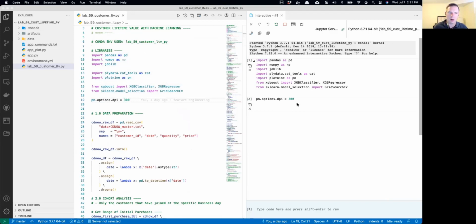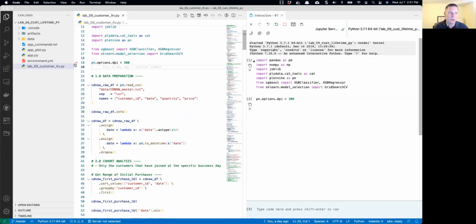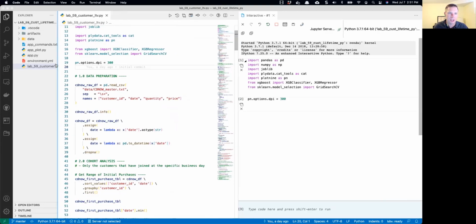And that'll make our plots look a little bit more crisp. All right, so now we're going to move into the data preparation section.